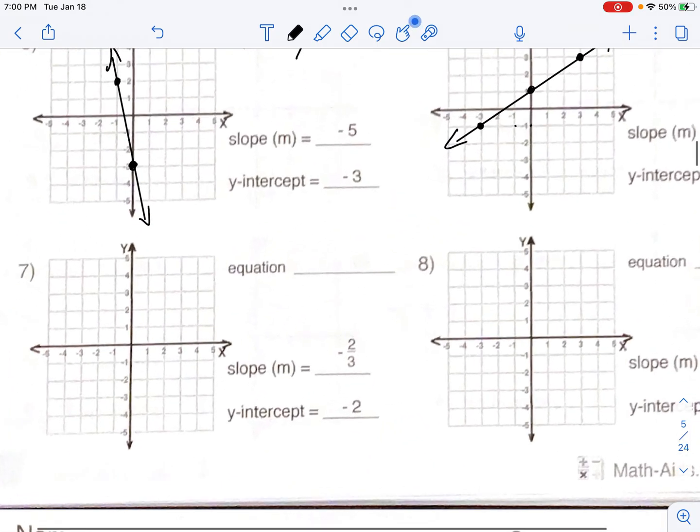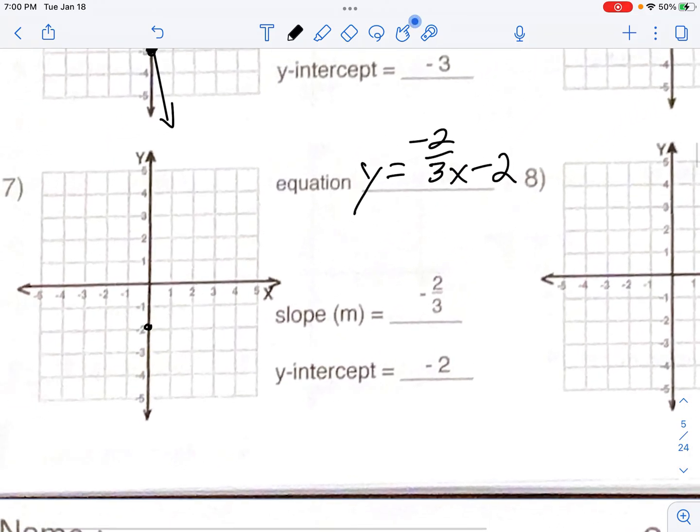Number 7, slope is negative 2/3. That goes in front of the x. Y-intercept is negative 2. So we're going to plot the y-intercept at negative 2. And then we're going to go down 2 and right 3. We cannot get another one on the graph, so go back to the original y-intercept and go backwards. So up 2 and left 3. And then draw your line.